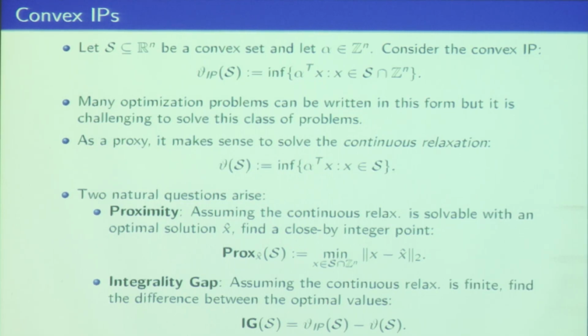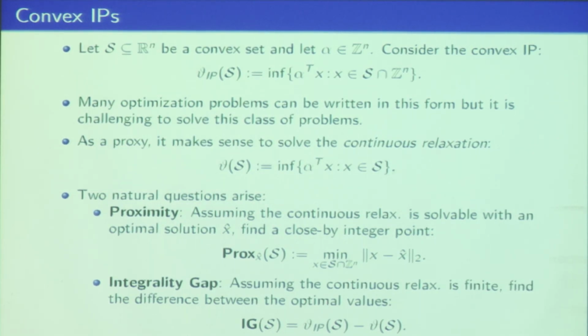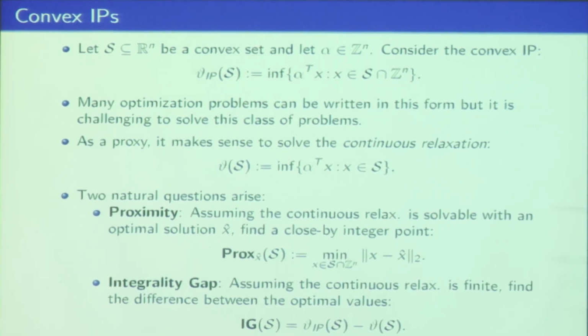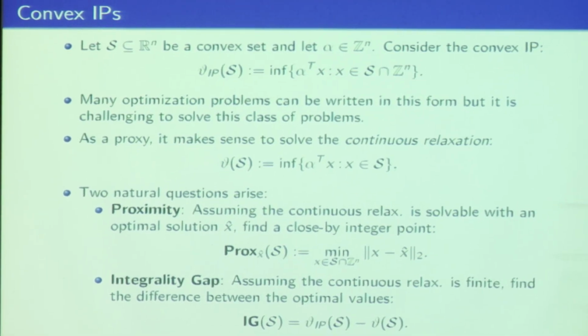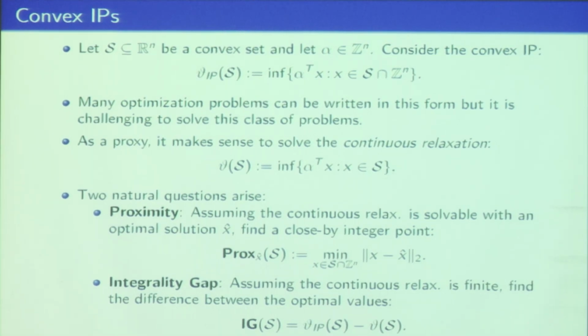But then two natural questions arise. If I solve the continuous relaxation and get the optimal point, let's say x hat, can I find a close by integer solution so that I can find a feasible solution for the convex IP as well? This will be the proximity question we will try to answer. And there is a related question, which is the integrality gap. Can I find somehow the difference between the integer optimal value and the continuous optimal value? Obviously, if you can answer the first question, you can also answer the second question.